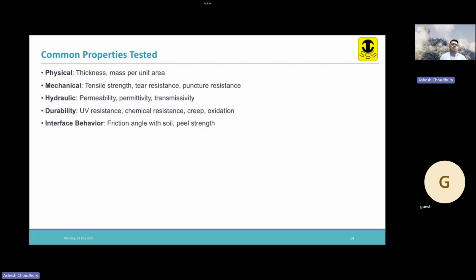Now, what are the common properties that are tested? First we have the physical properties: thickness and mass per unit area. Then we have mechanical properties: tensile strength, tear resistance, puncture resistance. Then we have hydraulic properties: permeability, permittivity, transmissivity. Then we have durability: UV resistance, chemical resistance, creep, oxidation. Then we have interface properties: friction angle with soil, and peel strength. All these things we have.